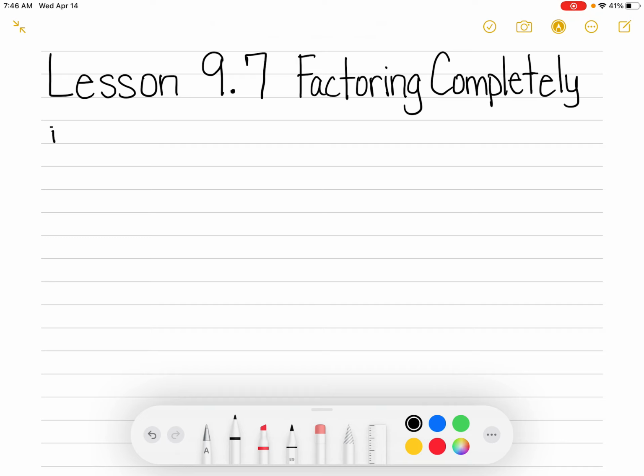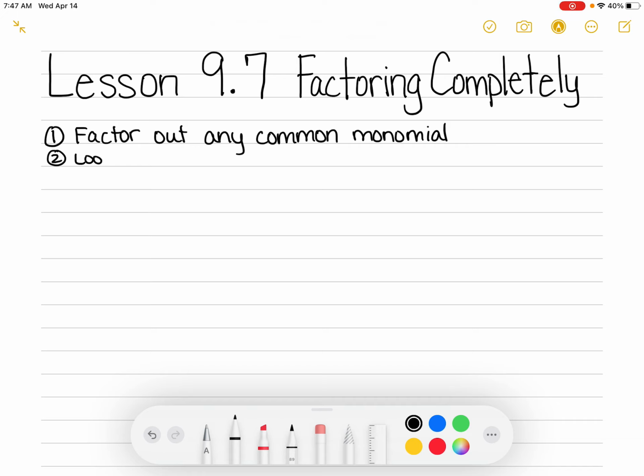Okay, the first thing when you're factoring completely that you need to do is factor out any common monomial. This is when you say, is there anything that everything can be divided by? So look for the number, look for variables, but you have to factor that all out. Then number 2 is look for special products or special ways to factor things out. So remember, that's like your difference of squares, your perfect squares.